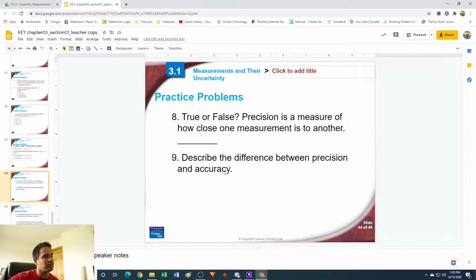So moving on then. Number 8, true or false. Precision is a measure of how close one measurement is to another.